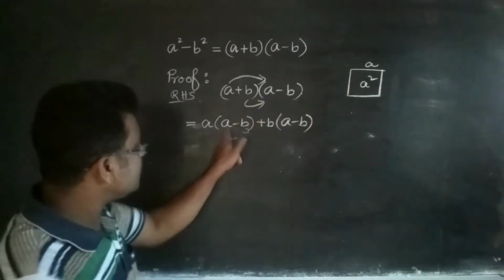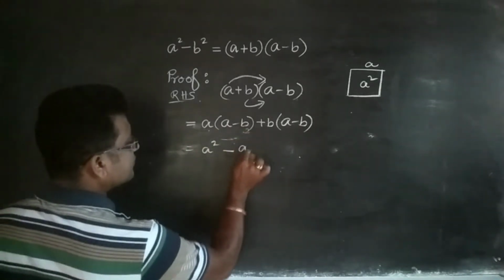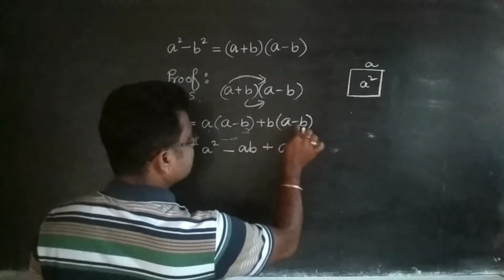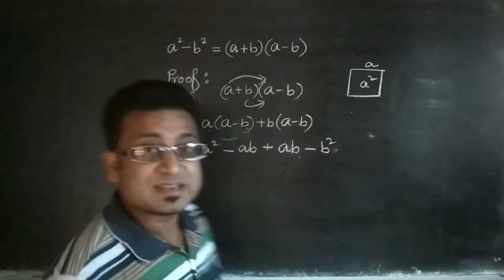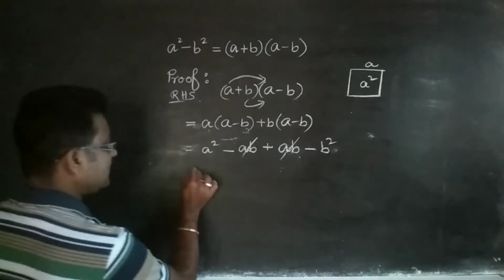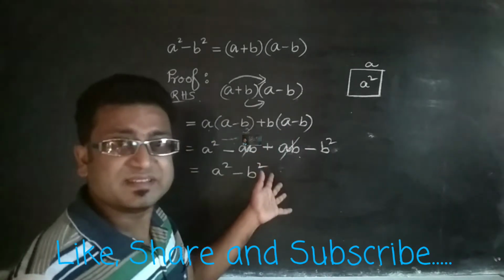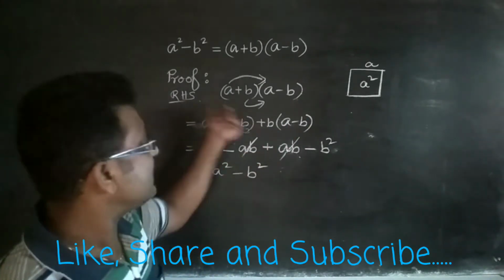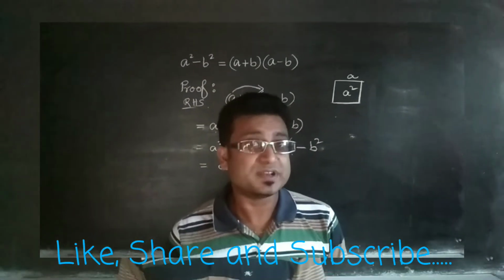Now a into a, you are going to get a square. A into b, I am going to get ab, plus b into a, I am going to get ab, plus minus b into b, b square. Now here, as you can see, plus ab and minus ab can be nullified and they are going to cancel. So what is left? A square minus b square. So just see, this is a very simple process by which we can prove that a square minus b square is a plus b into a minus b. Now I am going to explain the next part, that is the geometric proof.